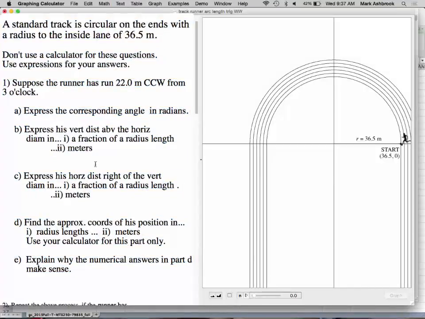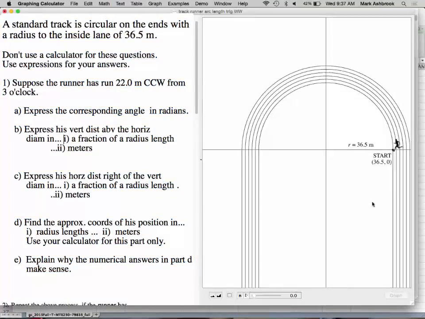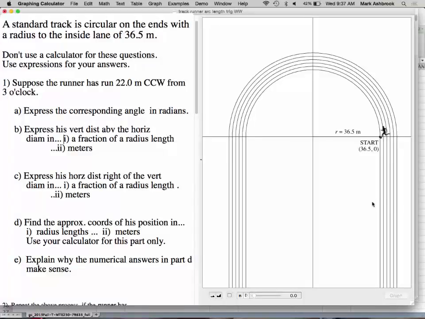Okay, so a standard track is circular on the ends with a radius to the inside lane of 36.5 feet. So his starting point is 36.50. Okay, no calculator. So we're going to use expressions for your answers. Suppose the runner has run 22 meters counterclockwise from 3 o'clock. So let's show that. Here he goes, 22 meters.